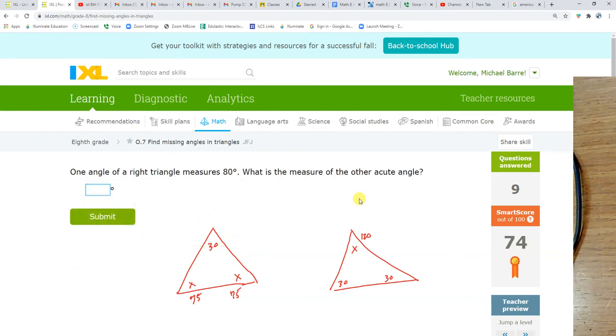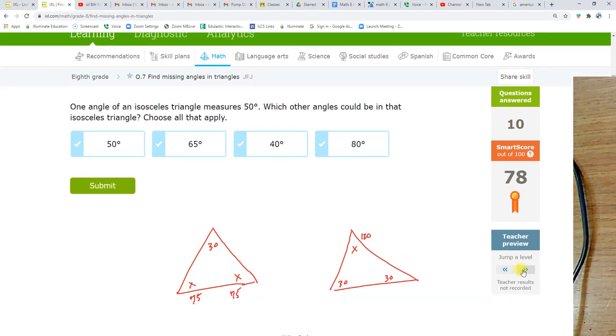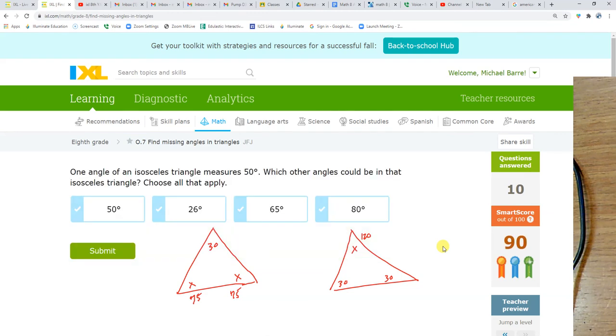A right triangle measures one angle. Okay, so it's going to be 10, right? 180 minus 80 minus 90 gives me a 10. Isosceles, okay, we've already done that one. Let's jump a level now. It's another isosceles type of thing. Nothing crazy here.